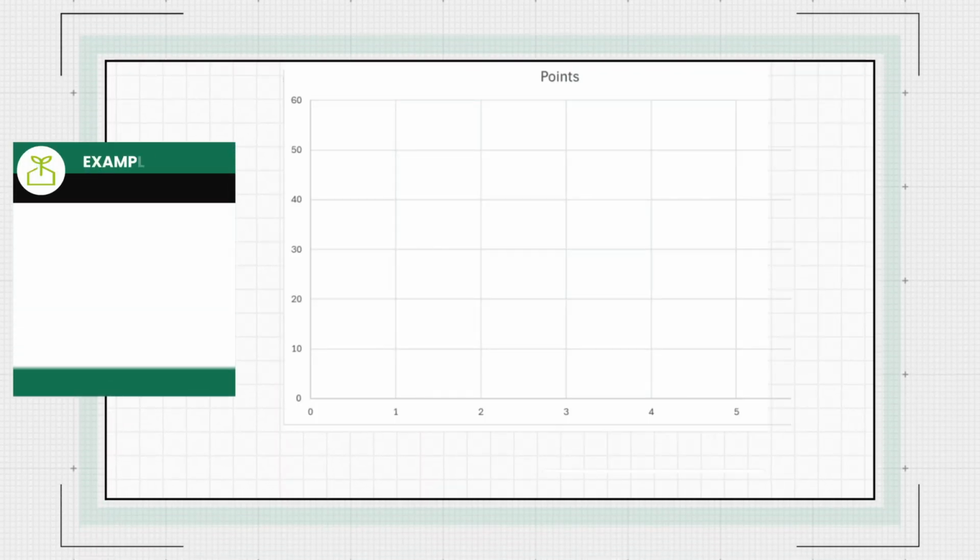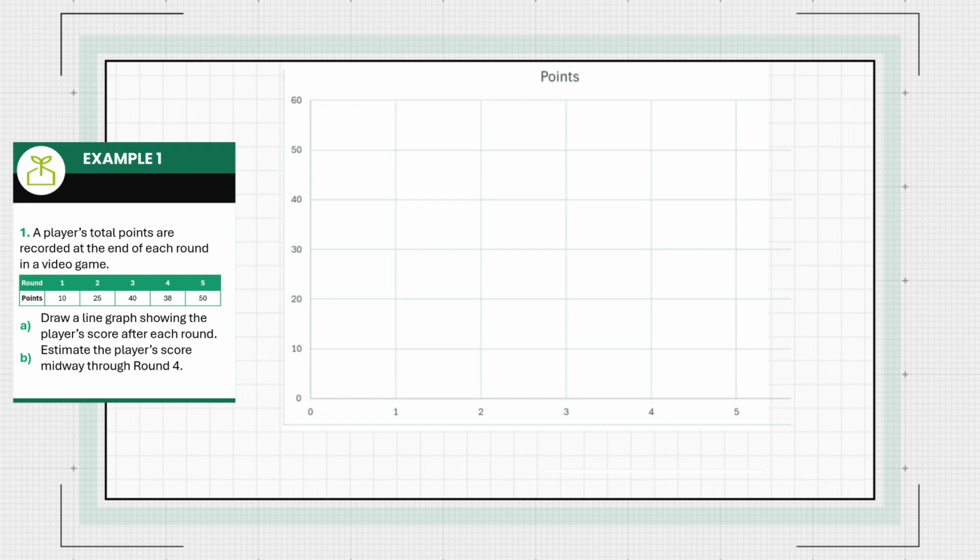Alright, welcome back. So now we're going to be looking at drawing a line graph using the table of data that you have. So for our scenario here, we have the total number of points recorded at the end of each round of a video game. So for round 1, we have 10 points that have been scored. And for round 2, we have 25 points.